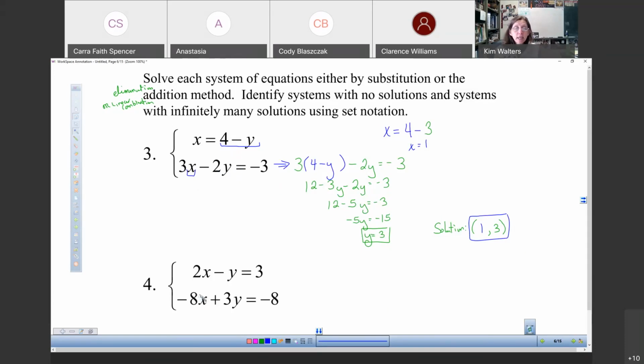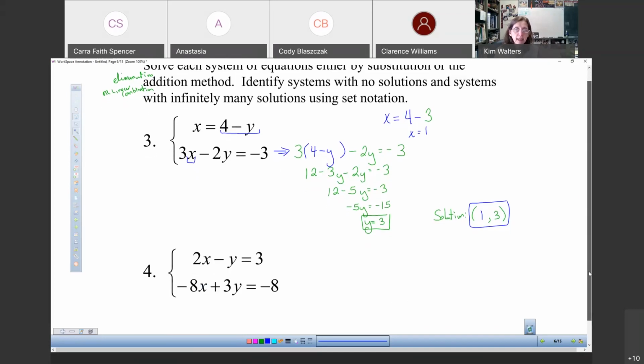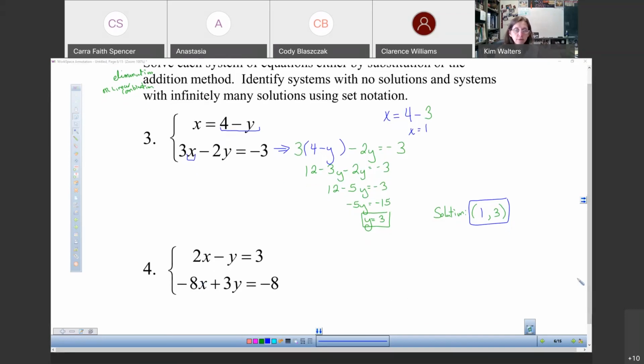All right, let's look at number 4. A lot of people prefer substitution over the addition method. Like I said, it's really kind of a personal preference. I'm going to show you how to use substitution. Oh, we're going to take a poll real quick. This way also I make sure you're all alive and awake.